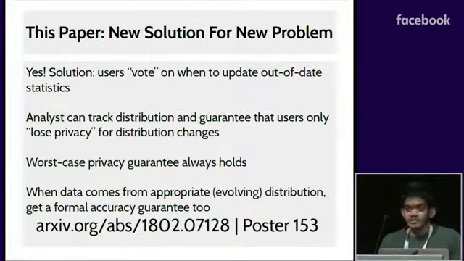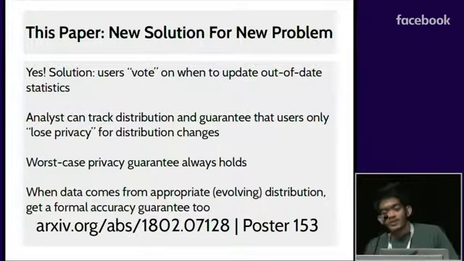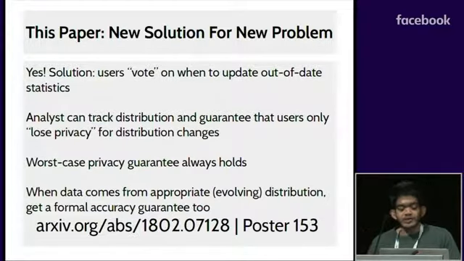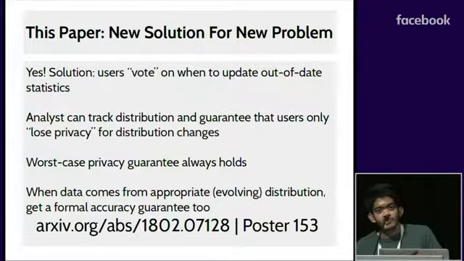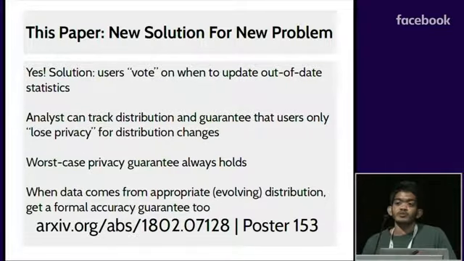In this setting, we get a worst-case privacy guarantee. Regardless of how the data in question is generated, we can always guarantee local differential privacy for each user. And when we do have a nice structural assumption on the way the data is generated, that it comes from some distribution, then we also get a formal accuracy guarantee.